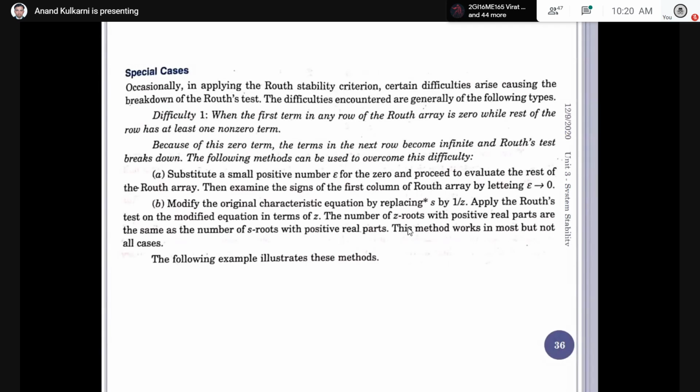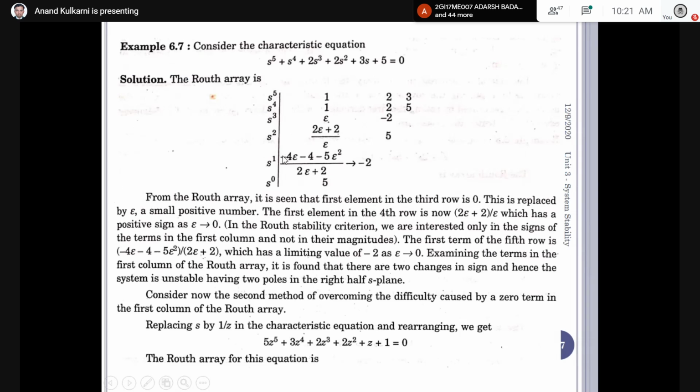The system is unstable only. In such cases, the system will be unstable because there are roots on the right hand side. But that indication you will not get. You will not get a sign change there. One of the elements becomes 0 there. And with 0 you are always in doubt, whether it is positive or negative, we don't know. So in that case, the best method to proceed further is to substitute it by a small positive quantity epsilon. So here is one example regarding that.